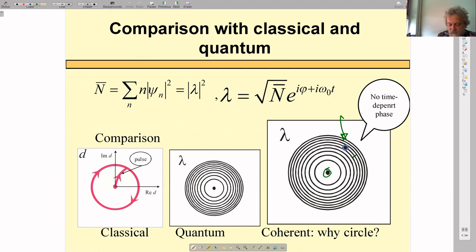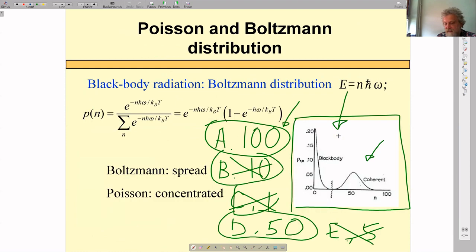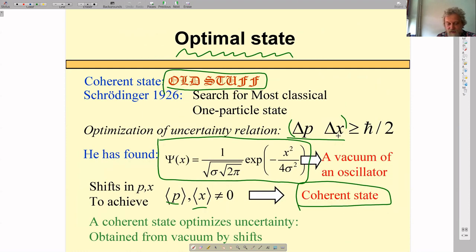So we could put initially a coherent state in the origin, the vacuum. Then we shift it, for instance, by kicking the oscillator. It gets there, and it remains unchanged in shape. Fine, I guess this is all we have to know about coherent state in general.